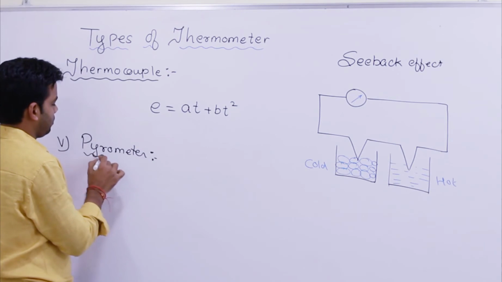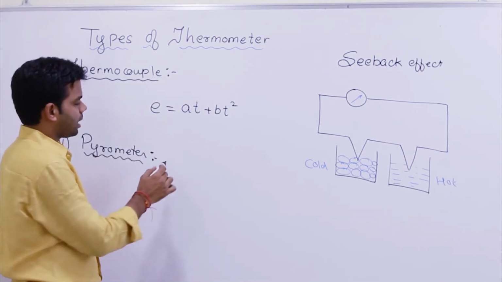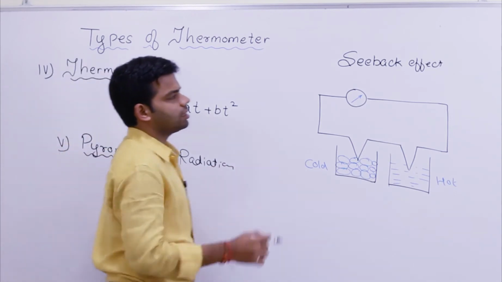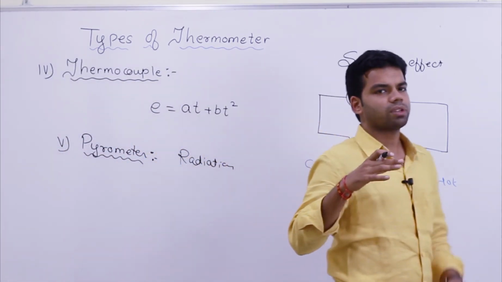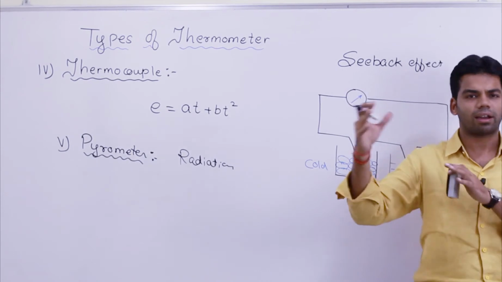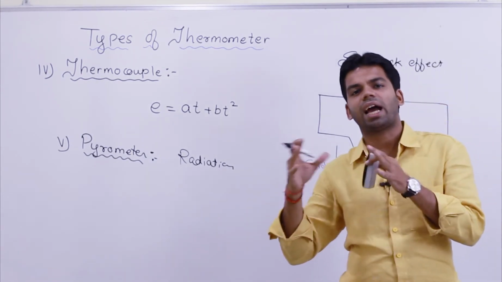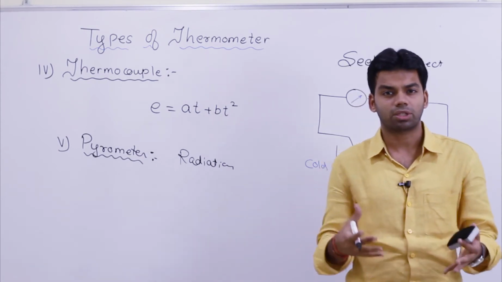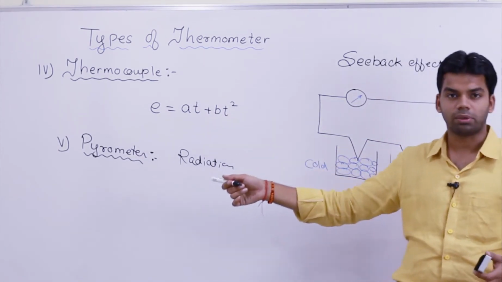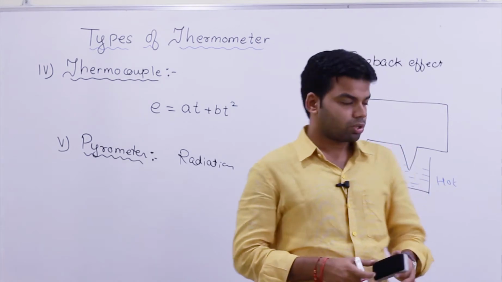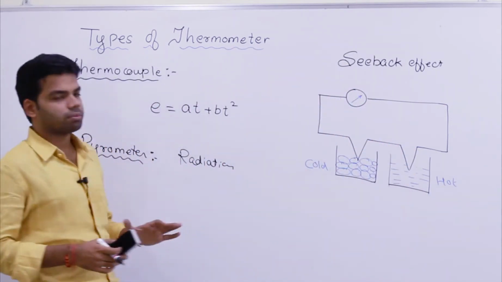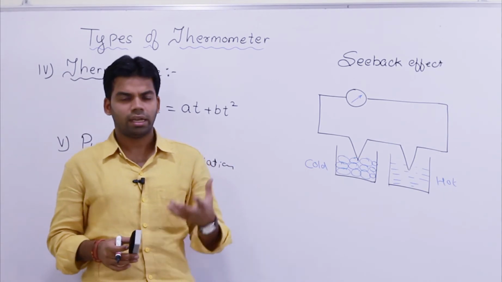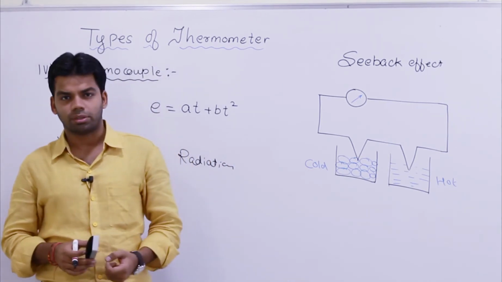This pyrometer works on the principle of radiation, and it is basically used to determine the temperature of a distant object, an object which is far away from us and has a very high temperature, like the sun or a furnace. If we want to calculate the temperature of a furnace, we can determine it with the help of this pyrometer, with the help of radiation only.